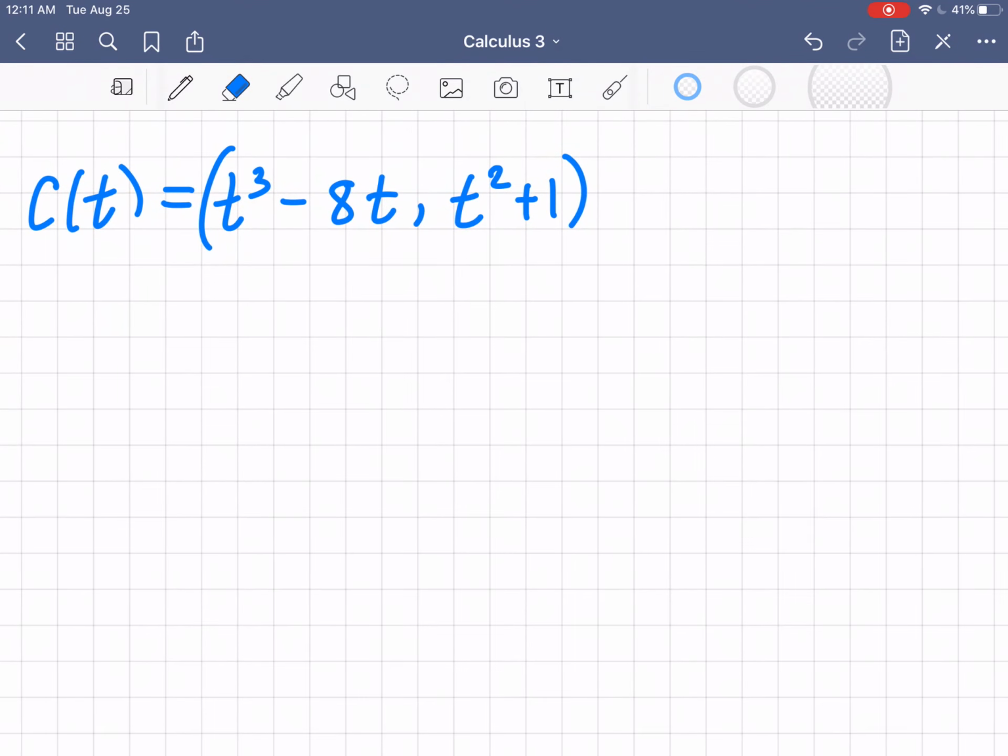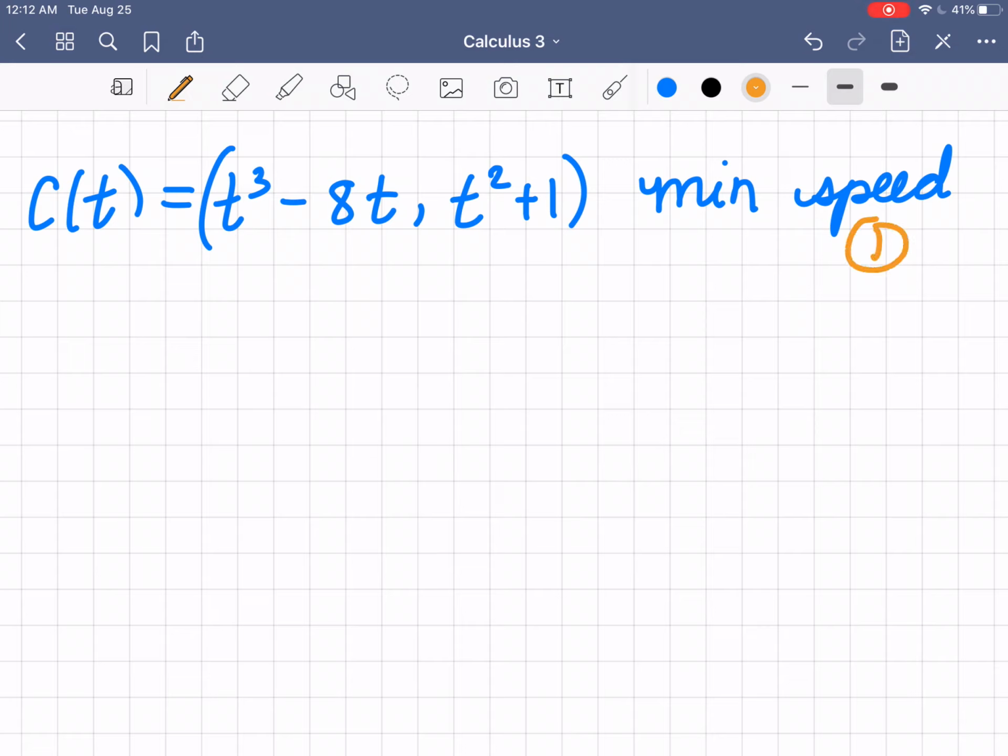All right, so we have this function, c of t, and it's a pair of parametric equations that describe the trajectory of a particle at time t, and we're asked to find the minimum speed. Okay, so to find the minimum speed, there's two pieces to this. We first have to find the speed, and then we've got to minimize the speed. So let's begin with finding the speed.